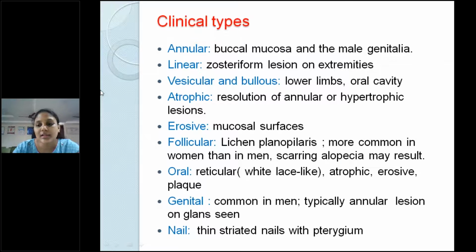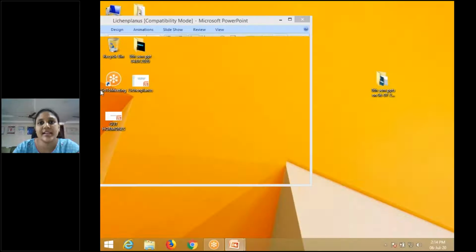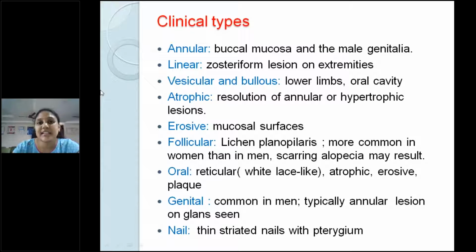Like I told, annular lesions are present, especially over the glans. And next, coming to nails, thin striated nails will be present, with longitudinal striations over the nail plate, and there will be pterygium. Pterygium, there will be a picture later on, I'll show you.